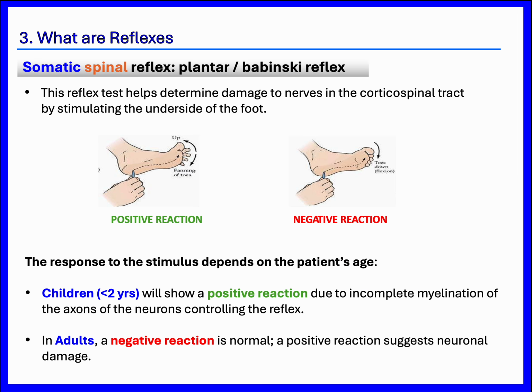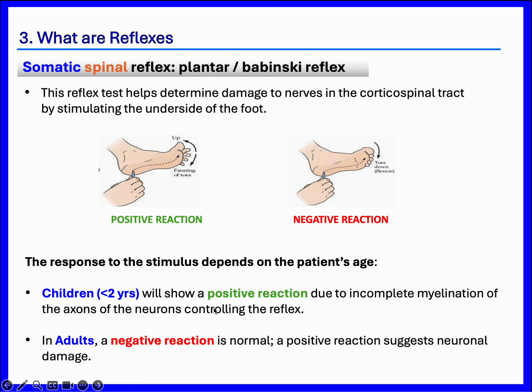And then last is the Babinski reflex, the plantar reflex. This is a reflex test that helps determine damage to nerves in the corticospinal tract. And we do this by stimulating the underside of the foot. So if you rub over here and you see the toes fan like this, it is called a positive reaction. If you do this rub over here and you see the toes go inwards, this is called a negative reaction. And the response depends on the patient's age.